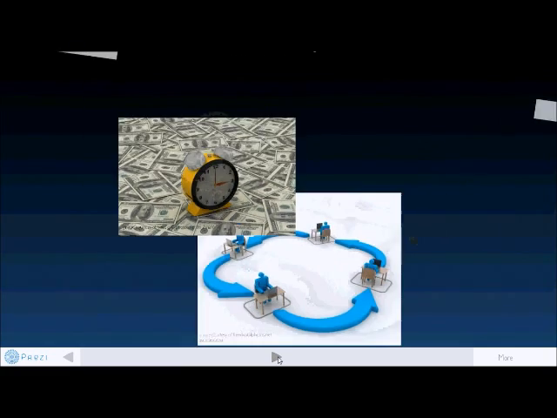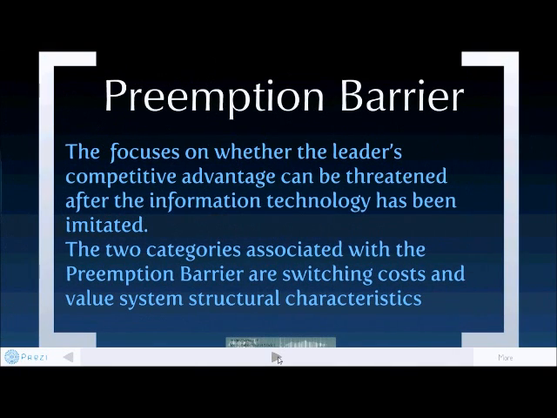The last barrier to erosion is the preemption barrier. This last barrier focuses on whether the leader's competitive advantage can be threatened after the information technology has been imitated. For a successful preemption barrier to occur, the customer must have made co-specialized investments with the firm to have a reason to stay, and not because they are locked in by the switching costs.